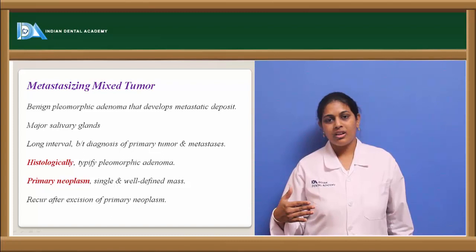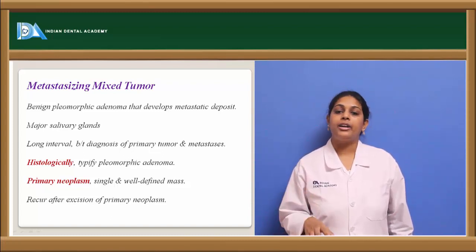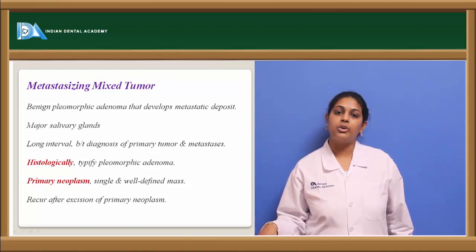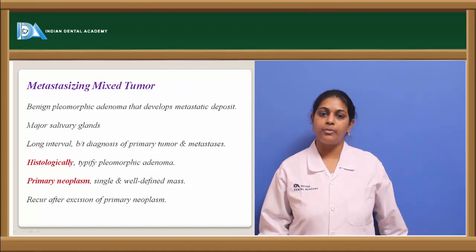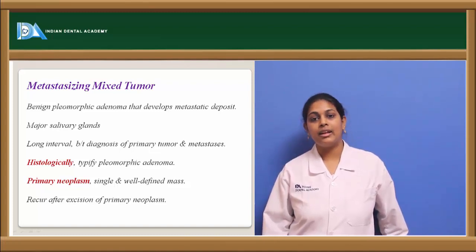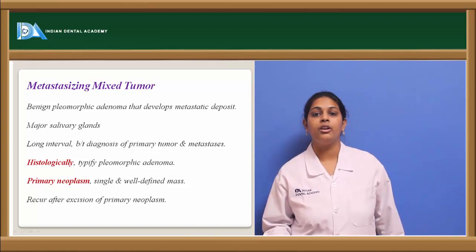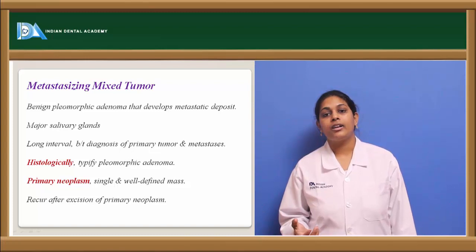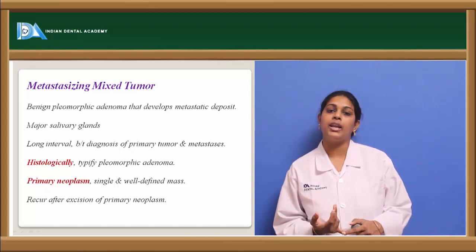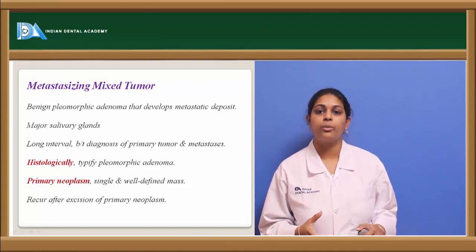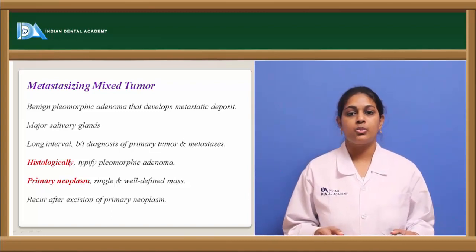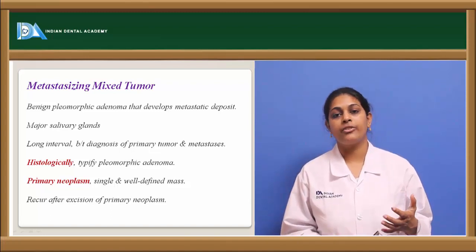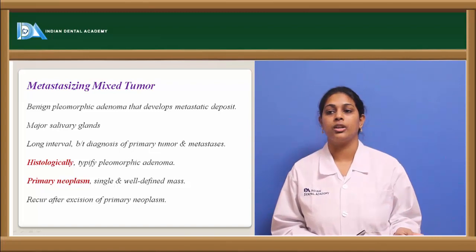Usually, there's a lot of time lag between the primary diagnosis of the tumor and the occurrence of metastasis. So there's a long interval between the primary diagnosis and the manifestation of the metastatic tumor. Histologically, we see the typical features of pleomorphic adenoma, that is, a varied population of cells based on morphology, and the connective tissue component might also show myxoid, cartilaginous, osseous, as well as mucoid type of connective tissue.